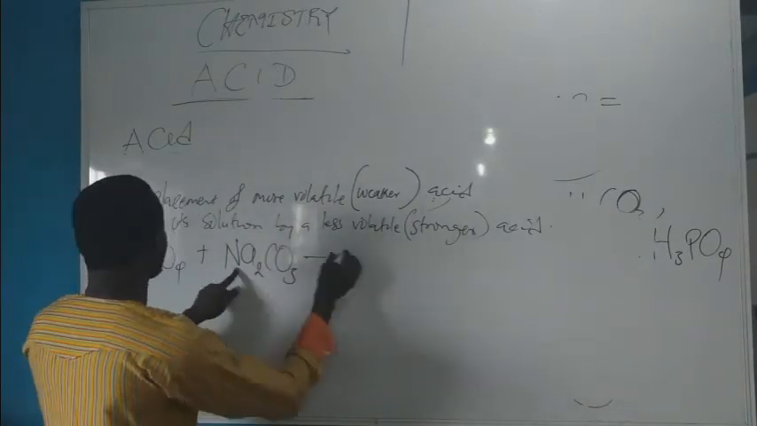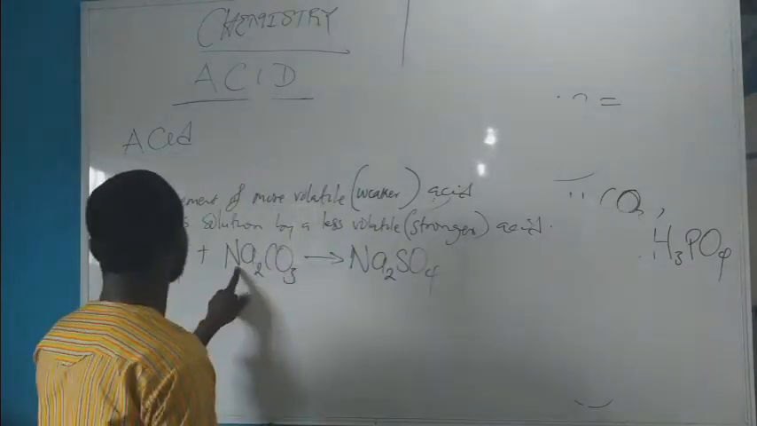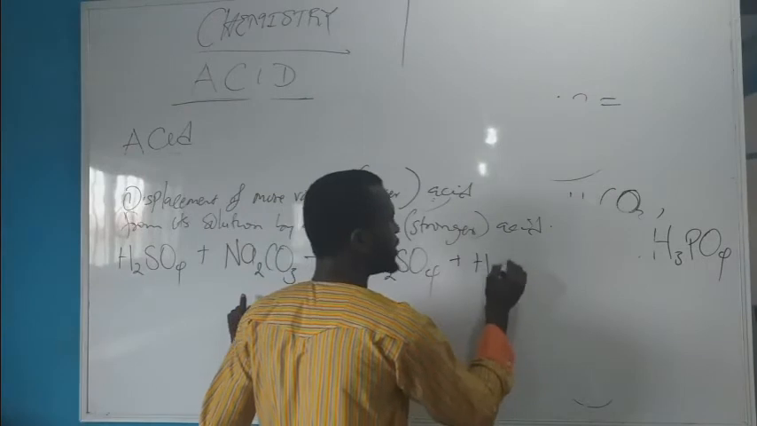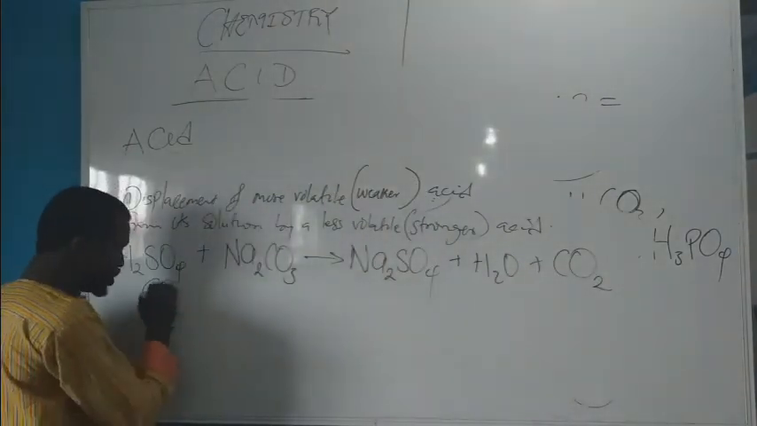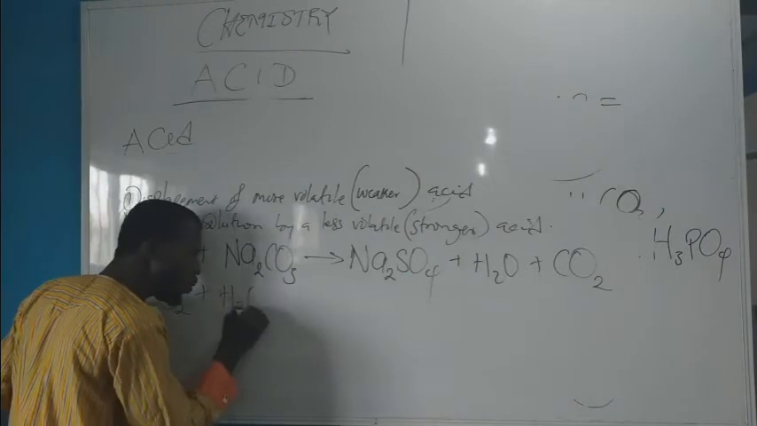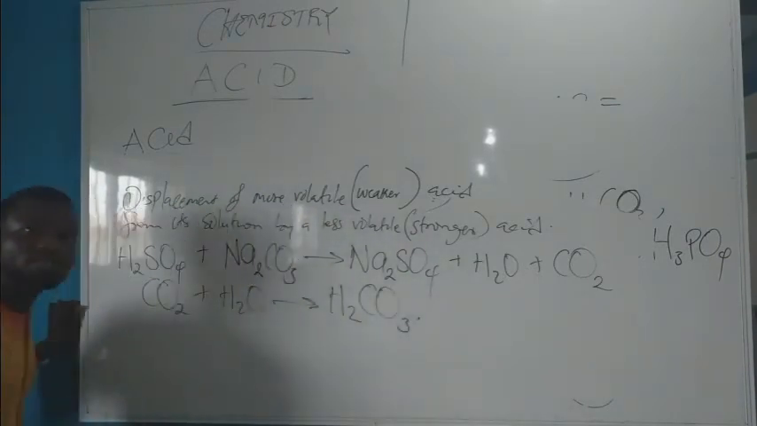This will give you sodium tetraoxosulfate 6, then water and carbon 4 oxide. The carbon 4 oxide is retrieved and dissolved in water to give trioxocarbonate 4 acid.